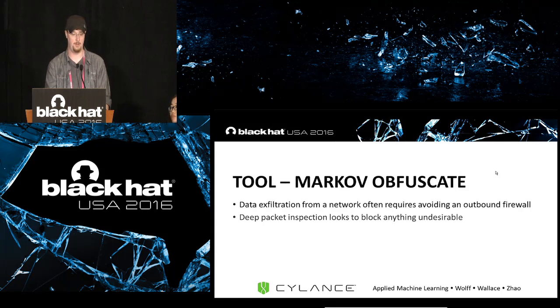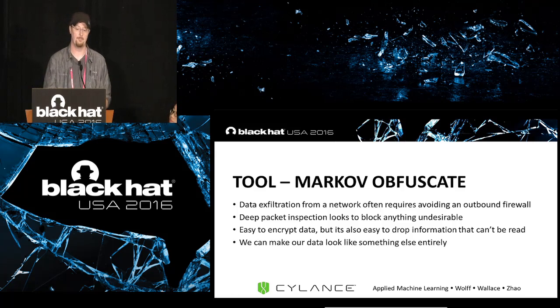Okay, so we're going to move on to our third tool, Markov obfuscate. And the idea of this is that outbound network firewalls tend to inspect the data that's being sent out of the network. And in really strict situations, they're going to be looking for exactly only what they want going out of the network to be there. So if they see anything they can't figure out or understand, they're just going to drop the packet. I mean, it's easy to encrypt data and show, oh, hey, this is not a credit card, this isn't proprietary information. But if they can't read what it is, they're going to drop it.